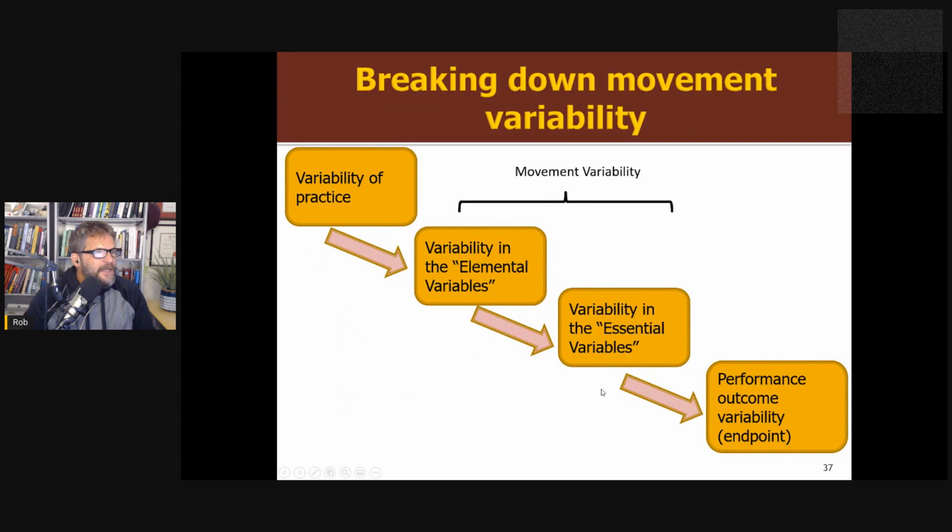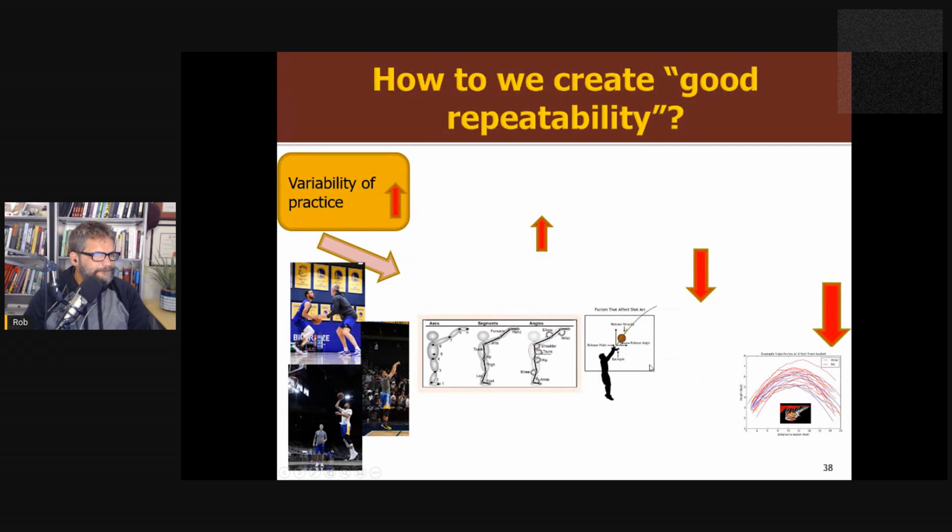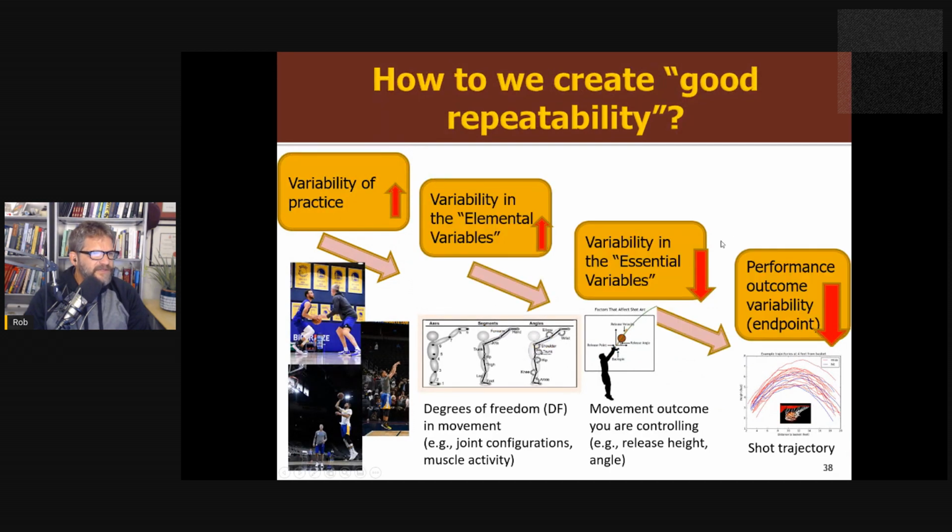Okay. So that's one way we can break down movement variability, into good and bad variability. The other way that I like to do it is to break it down, using some of Bernstein's terms, into elemental and essential variables, right? So within movement variability, when we're talking about a jump shot, there are two kinds of things I think we can separate, right? And let's look at this example in basketball, right? So I put all this on the screen here.